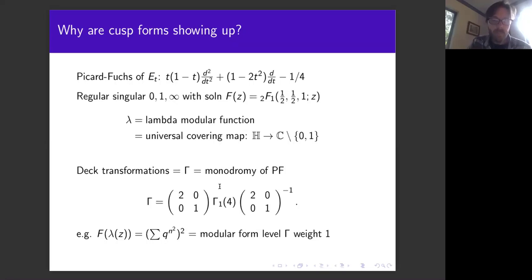And when these line up, some magic happens. And so here's some magic. If you take this lambda modular function, this universal covering map, and you plug that into this holomorphic solution here, out pops theta squared, or basically what pops out is a modular form of weight 1 with this congruence subgroup. So basically differential equations, universal covering map, and then out pop these modular forms.